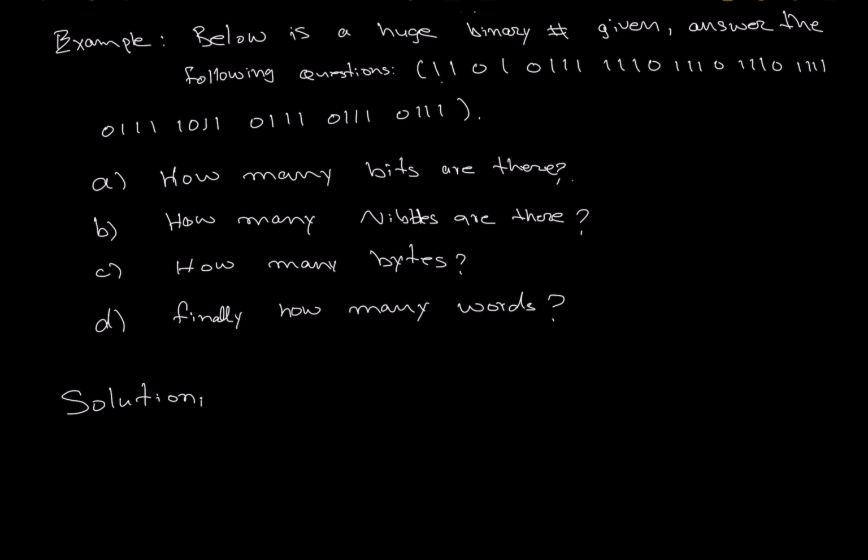Start from the right: 1, 2, 3, 4, 5, 6, 7, 8, 9, 10, 11. 11 times 4 is 44, I believe. 11 times 4 is 44 bits. So for A, we got 44 bits.